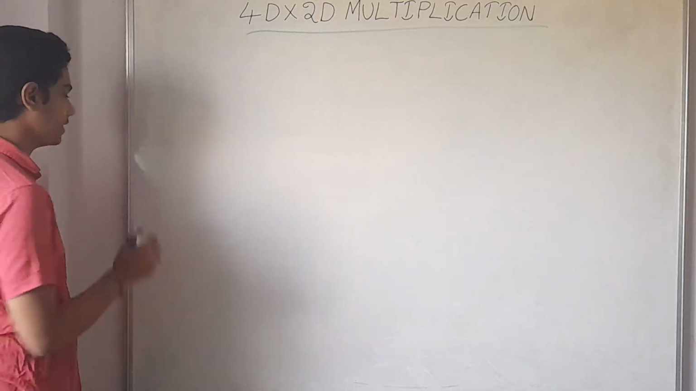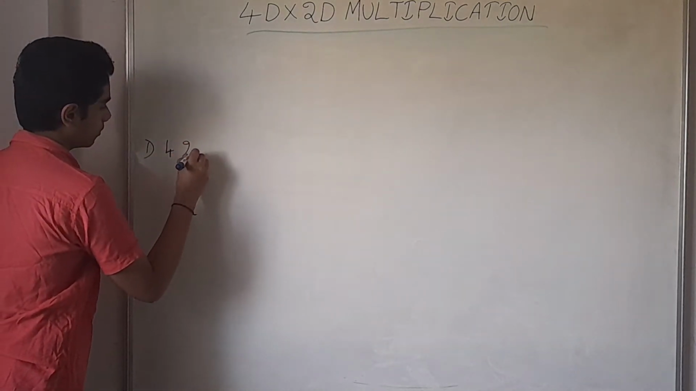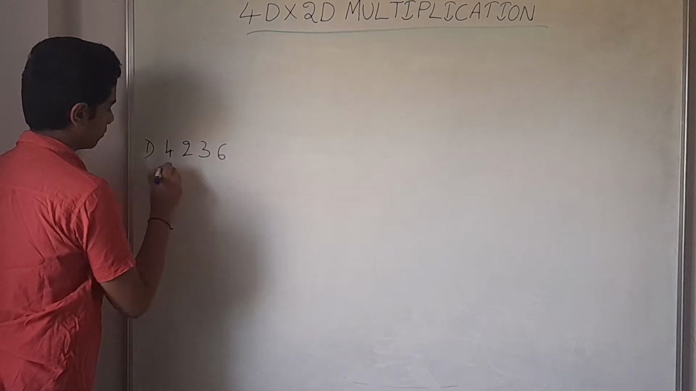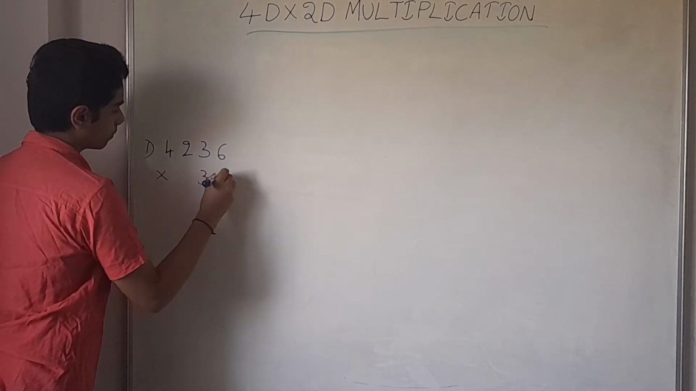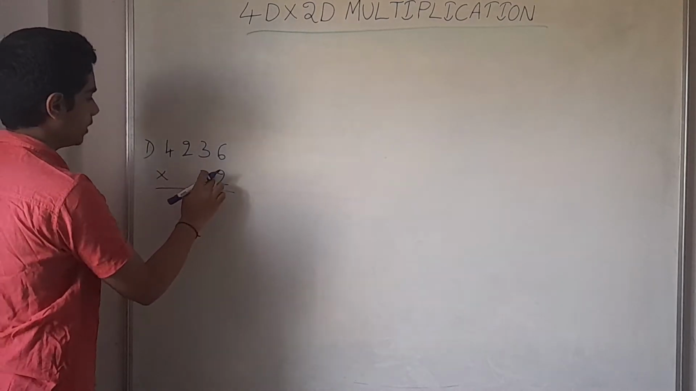Now let's take the first example. 4236 into 32. We should multiply 4236 into 32.